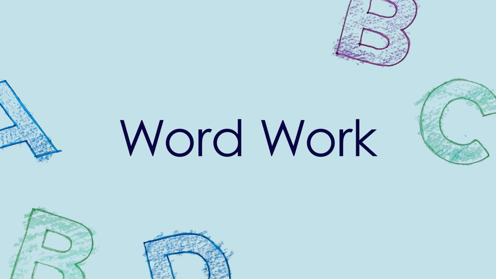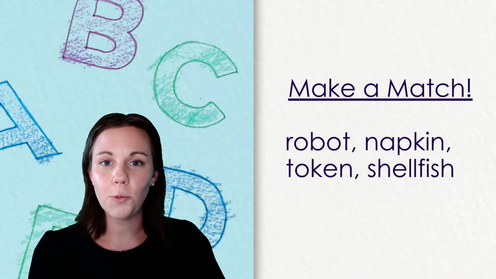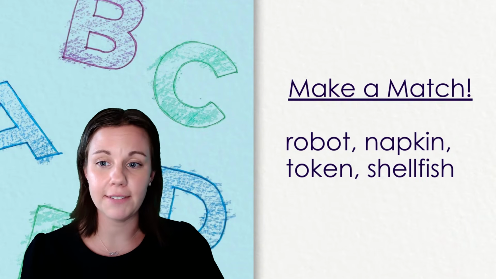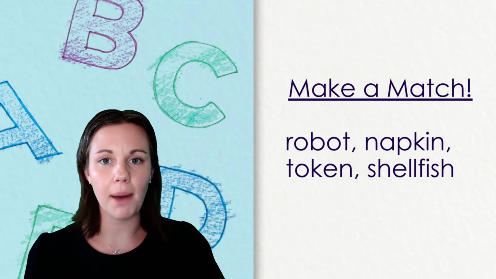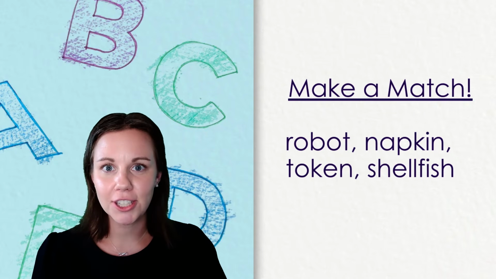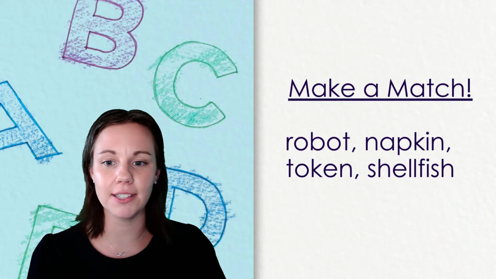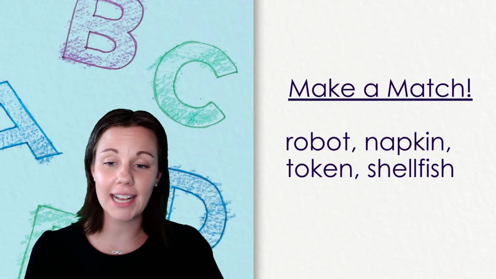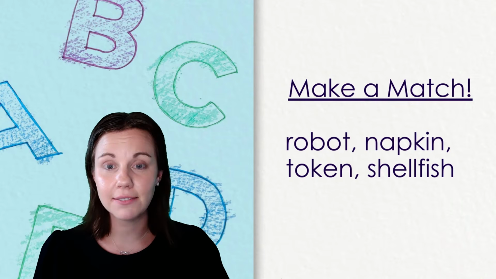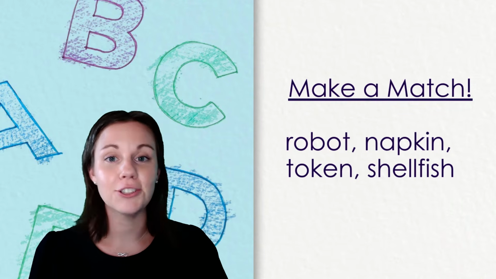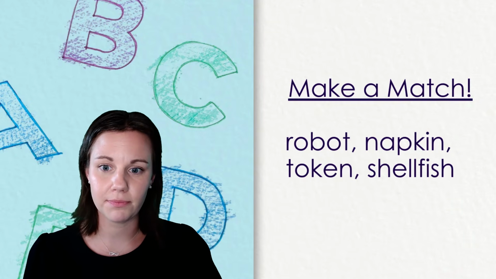Word work. We're going to do an activity here together where we take a look at different words and break them up into their syllables, and then we match the syllable patterns. Let's first read the words together. I see robot, napkin, token, shellfish.